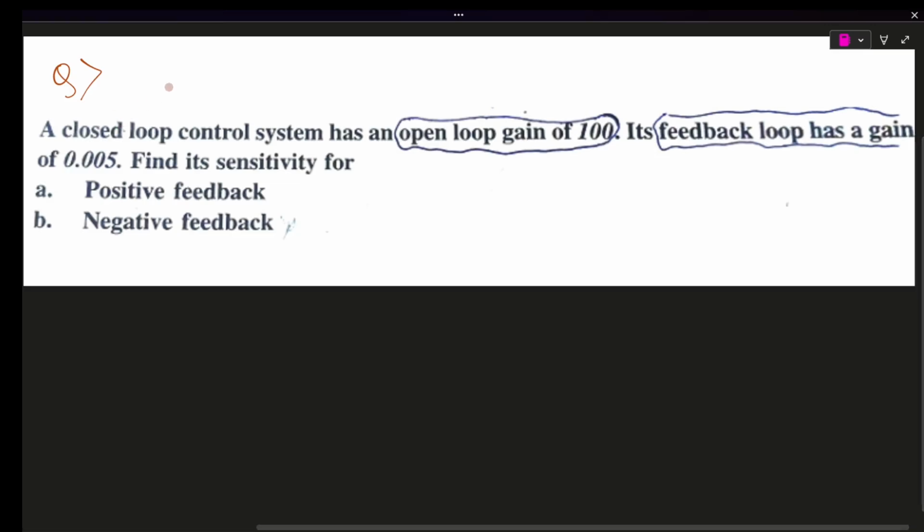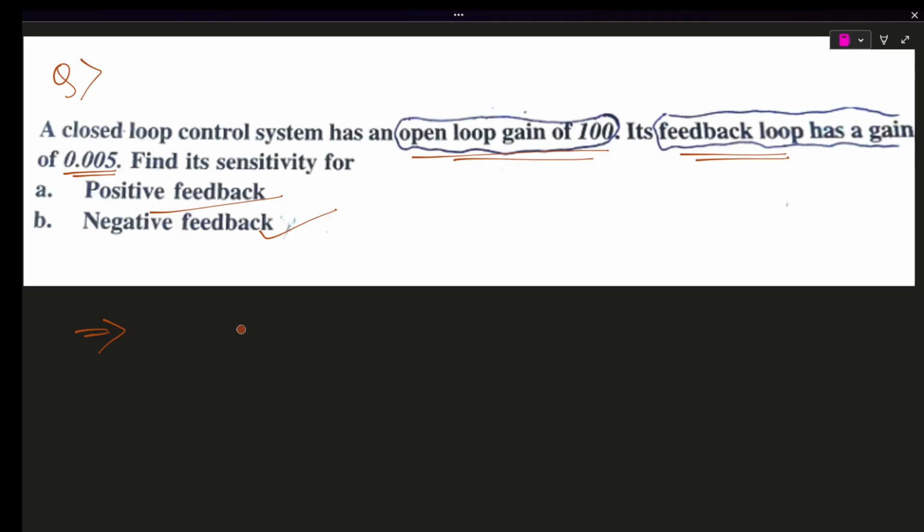In this video we are going to solve this control system question. In this question we have a closed loop system whose open loop gain is 100 and its feedback loop gain is 0.005. We have to find out its sensitivity for positive feedback and for negative feedback.